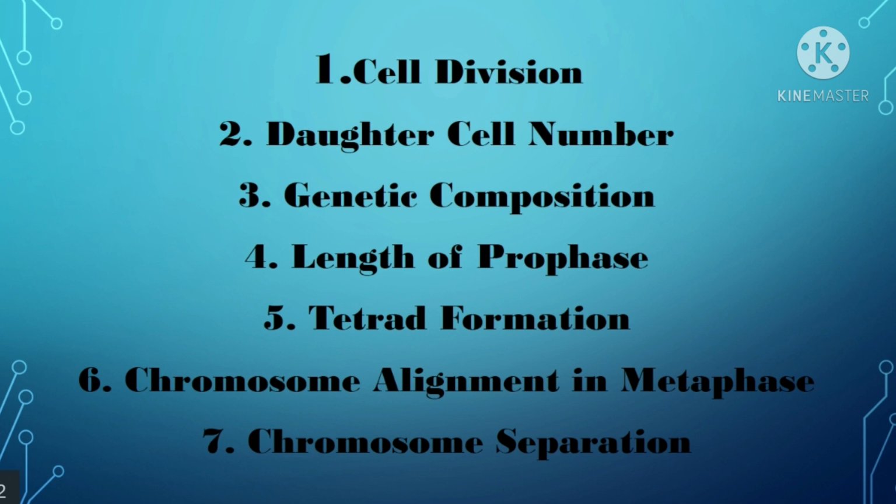In mitosis, sister chromatids, the duplicated chromosome, comprise 2 identical chromatids connected at the centromere. Seventh is the chromosome separation.